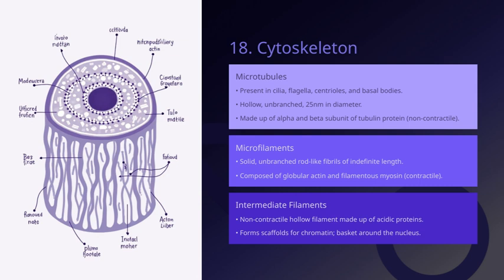Lastly, we have microtubules, made of alpha and beta tubulin subunits. These are hollow and unbranched, about 25 nanometers in diameter, and are present in structures like cilia, flagella, centrioles, and basal bodies. Overall, these components work together to give the cell its shape, support, and ability to move.